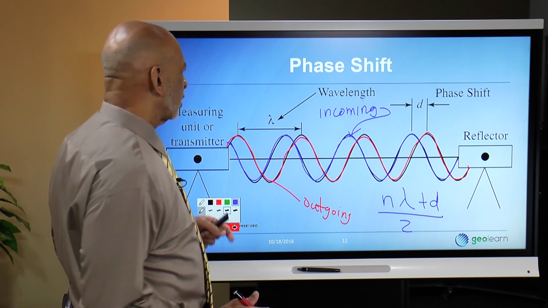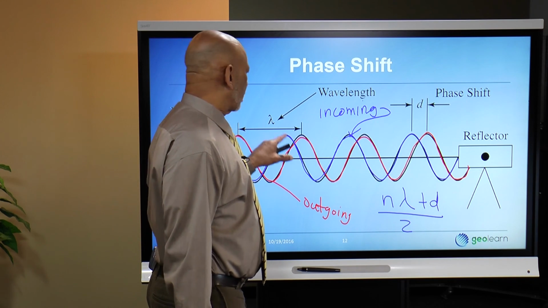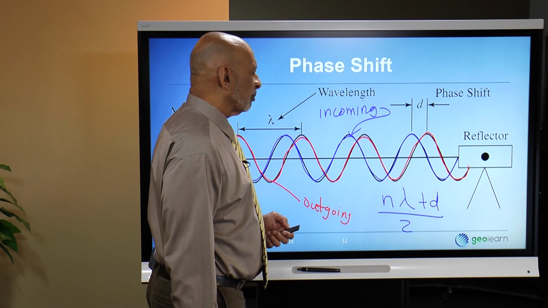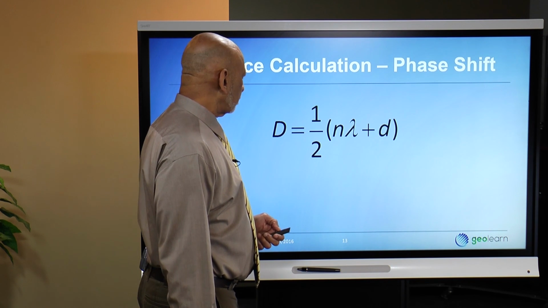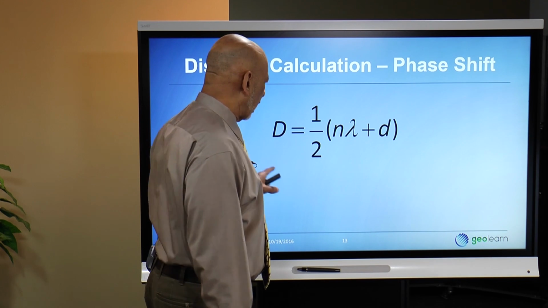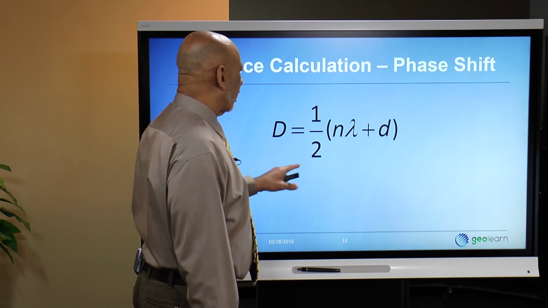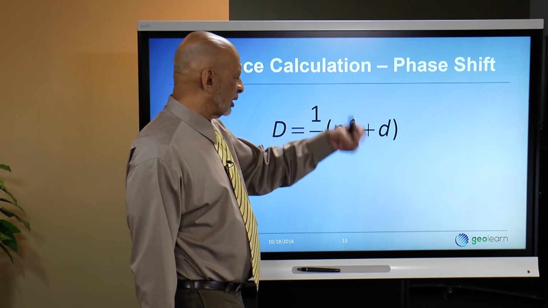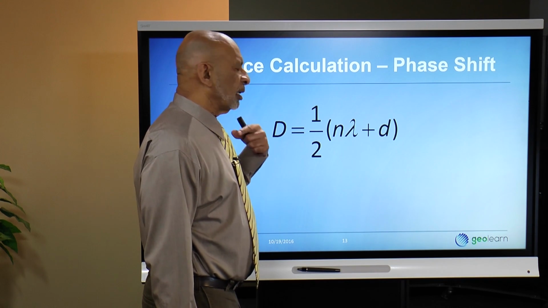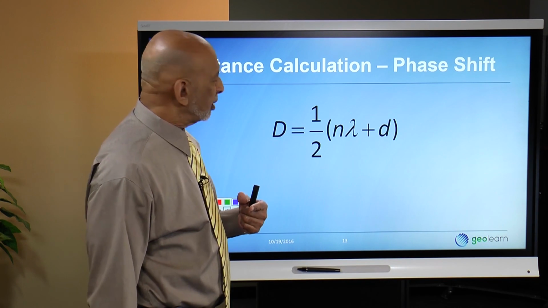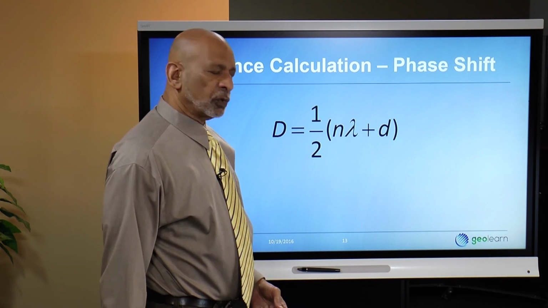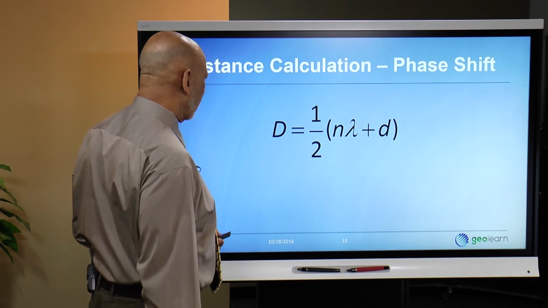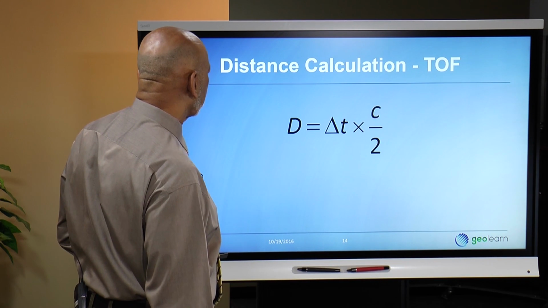And so the way this is solved is we use different frequencies so that we have different lambdas, and we do what's called a simultaneous solution of the equations. I already have this on the previous slide, but there it is. N is the number of full wavelengths times lambda, which is the wavelength, plus the phase shift. That's the total distance out and back, and then we divide it by 2 to get the actual distance between the reflector and the EDM.